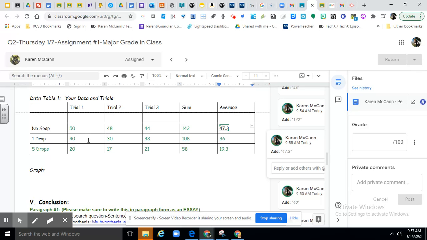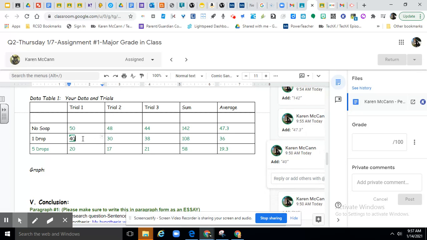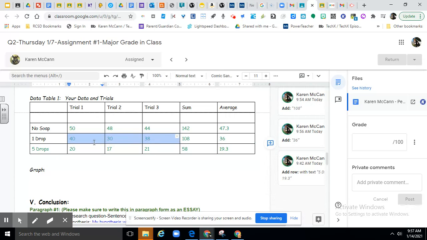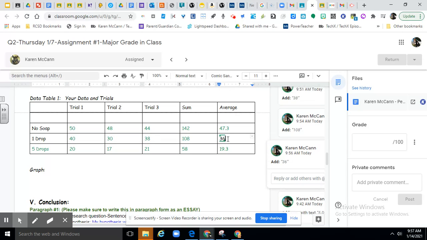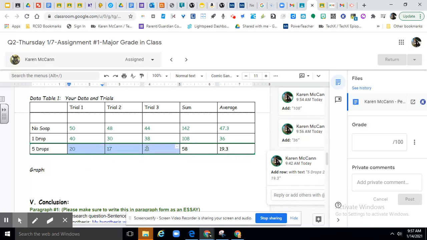I would double check all your averages. So here again, between these three numbers, your highest is 40, your lowest is 30. All right, so this number of 36 fits between those numbers, so you're fine. And then lastly, your last average should fit between 21 and 17. So this number of 19.3 does indeed fit between those numbers, and that means I filled this out correctly.